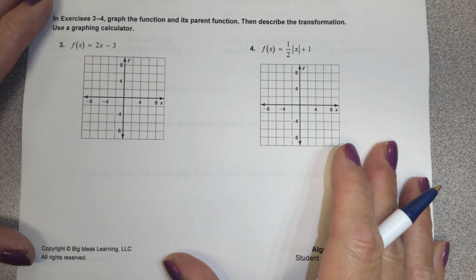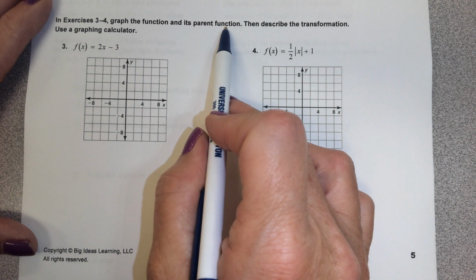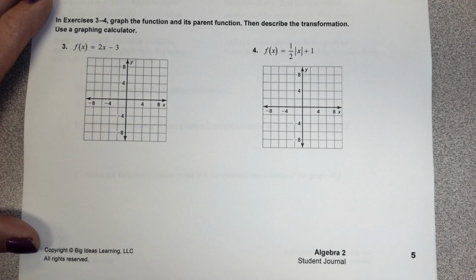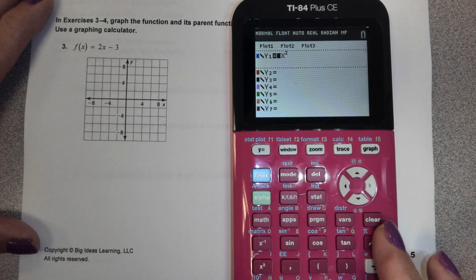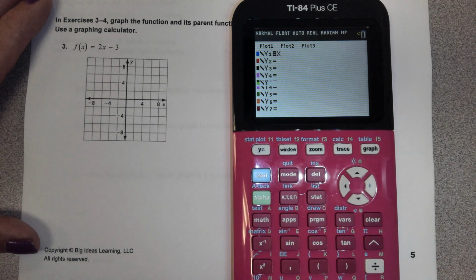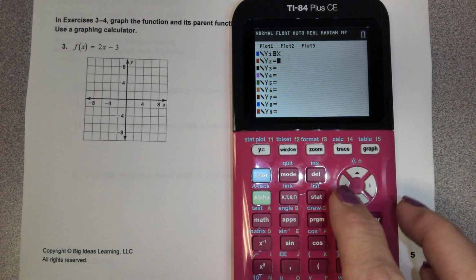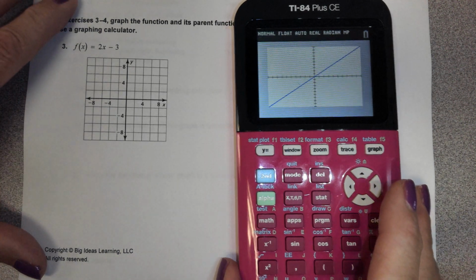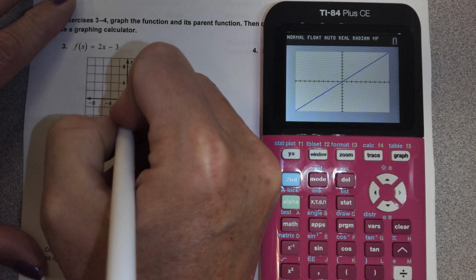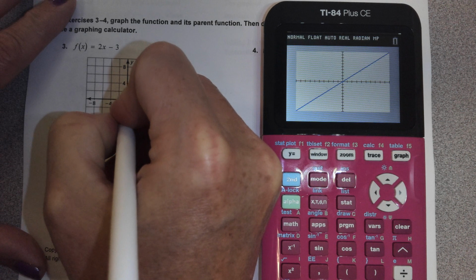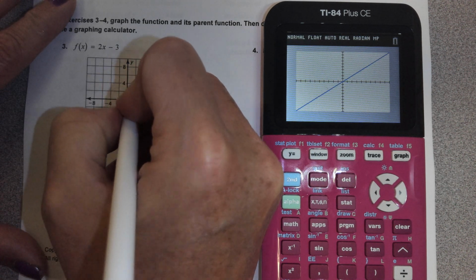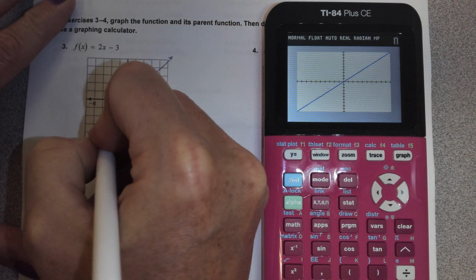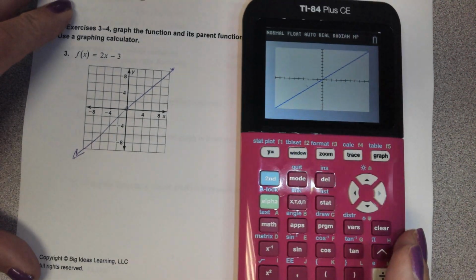Alright, so now let's look at some other ones. It says to graph the function and its parent function, then describe the transformation. Use a graphing calculator. Alright, so we're going to graph this one. So the parent function for this is just going to be y equals x. Let's graph it. So here's going to be y equals x. I'm going to do that zoom 6. Since I've done that, I could just hit graph now, but we'll just do that. So this is just going to have a y-intercept of 1, and it's going to go up 1 over 1, or in this case up 2 over 2. So it's going to go right up through there and right down through here. Okay, so there's our parent function.